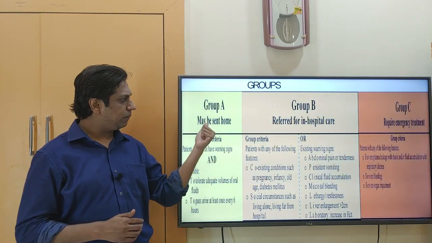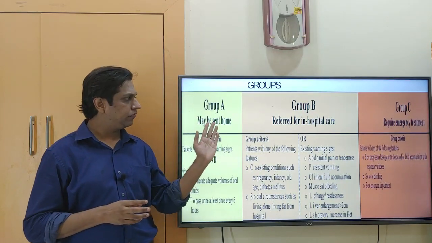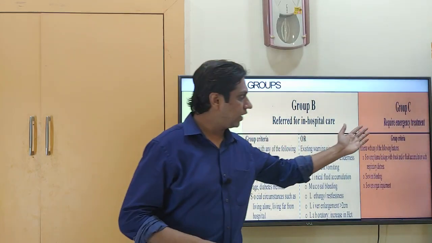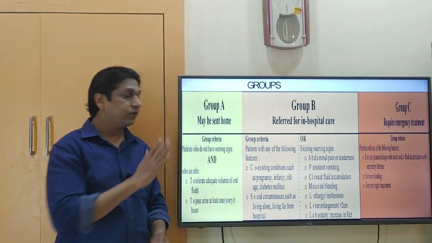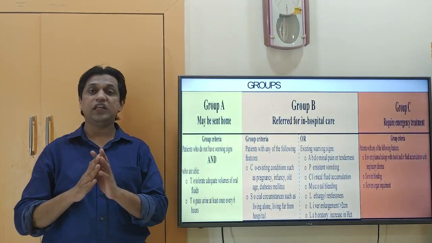Group A may be sent home. They can be given simple treatment as OPD patients and sent home. Group B are referred to inpatient hospital care, and Group C requires emergency treatment. So let us see which people come under Group A. The criteria is the patients who don't have any warning signs.